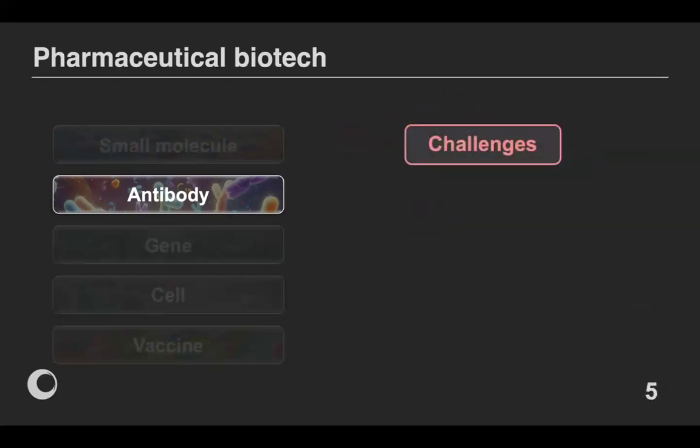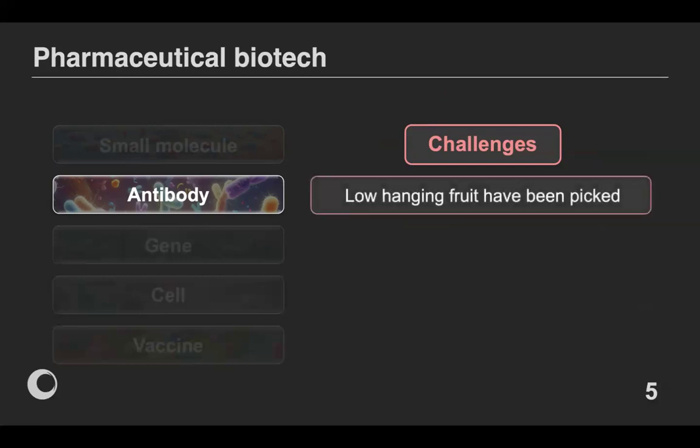And so the challenge within the antibody space is the low-hanging fruit had kind of already been picked. And so at this point, the antibody industry has been very mature. We know how to, again, discover antibodies, manufacture antibodies, and know how to get them to market. What's actually the main challenge right now is finding particular disease targets that have beneficial therapeutic properties.